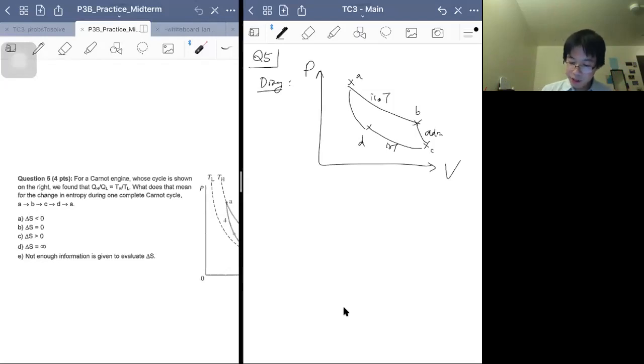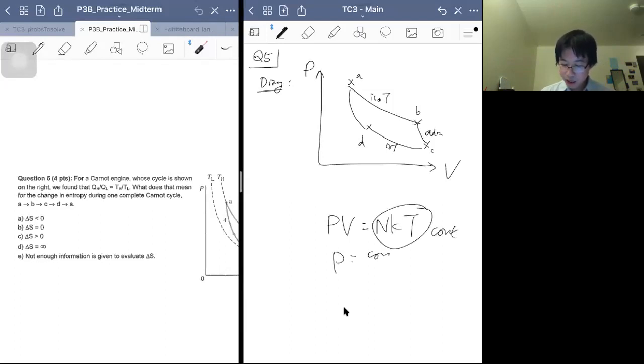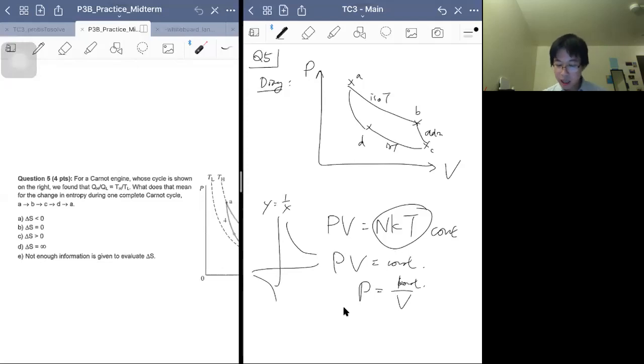Just to fill in a little theory, remember PV equals NkT. Any ideal gas satisfies this. When you have isothermal, everything here is a constant. So P equals a constant over V, like that. So you have something that looks like this. This y equals 1 over x looks like this. What if I increase this to y equals 2 over x? Does anyone know how that looks?